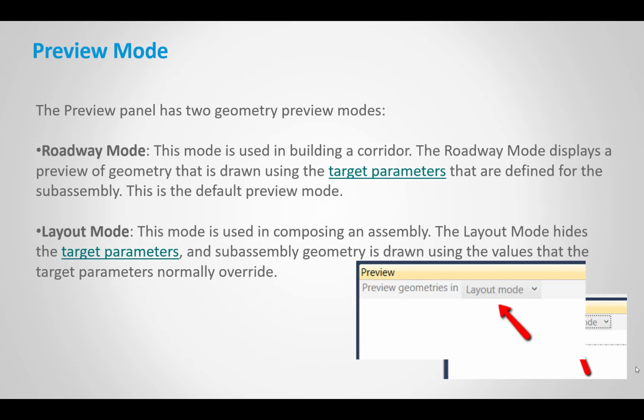There's also a layout mode, so you can switch back and forth between the two, and that's used during the composition, just like the roadway mode, but the layout mode hides a lot of the target parameters and the geometry, and the default values show, which typically override the target parameters. So those two modes are in the Subassembly Composer preview pane.